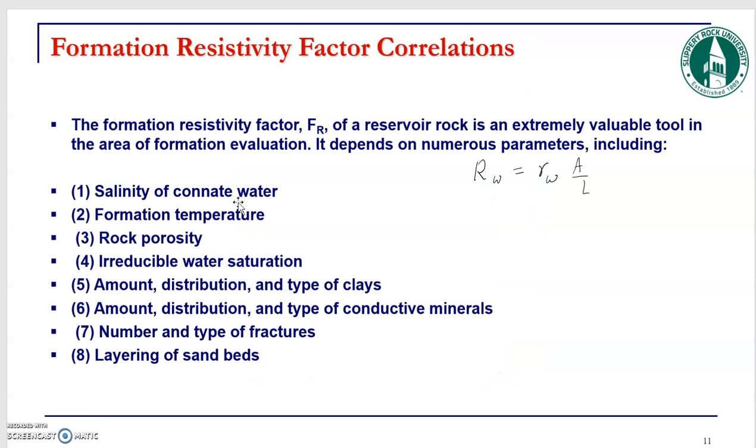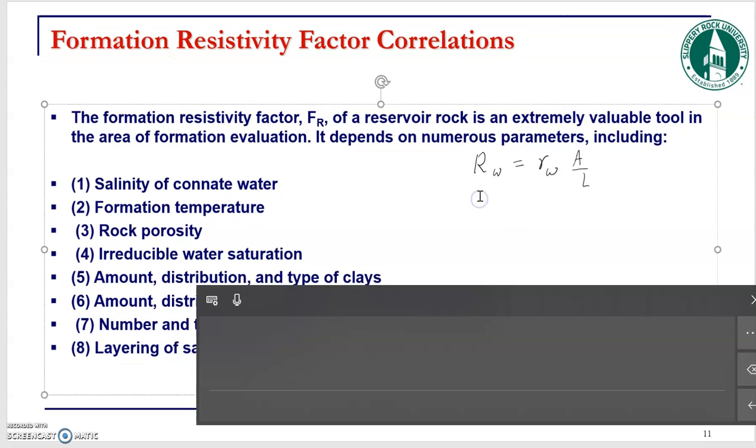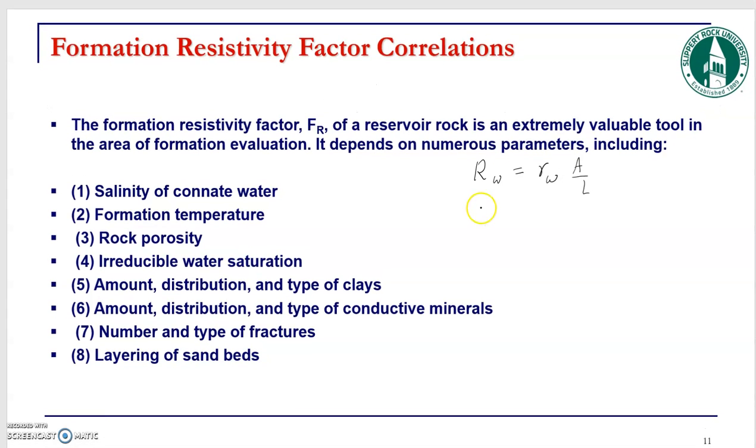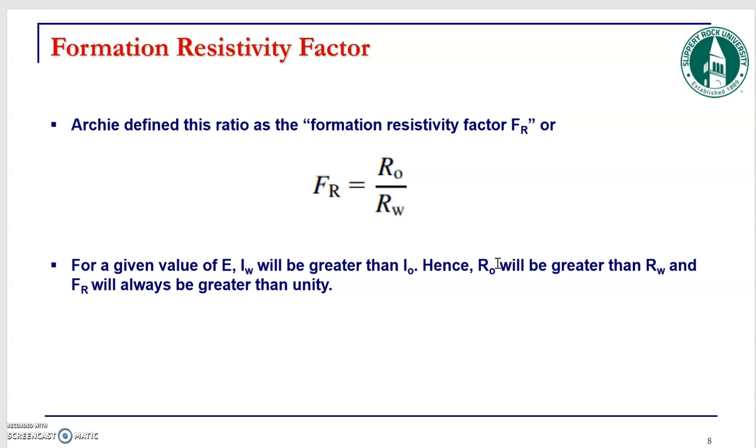The other parameter that we discussed was RO. So RO was the resistivity of a rock 100% saturated with water. So it's equal to the resistance of the rock 100% saturated with water multiplied by cross-sectional area divided by length. And the ratio of these two parameters was called formation resistivity factor. We defined it in this slide.